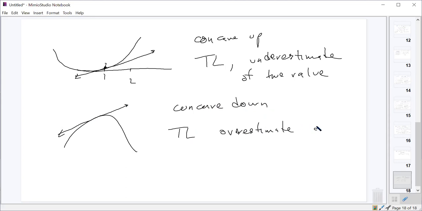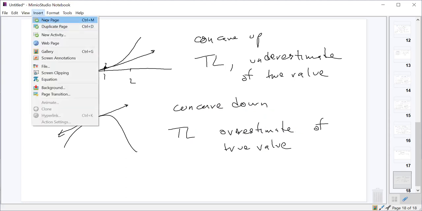And this comes up fairly often in the free response, right? Oftentimes in differential equation free response questions, particularly, where they'll give you dy dx, and then you'll have to find the second derivative, and then you'll have to determine if it's an under or an overestimate of the true value.